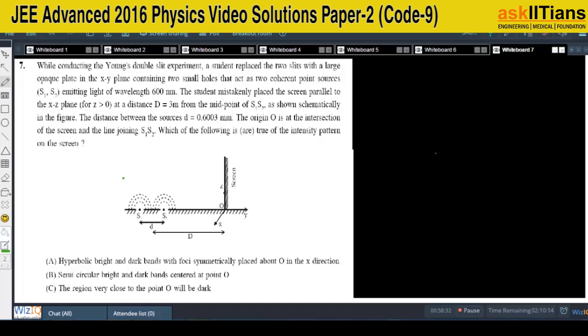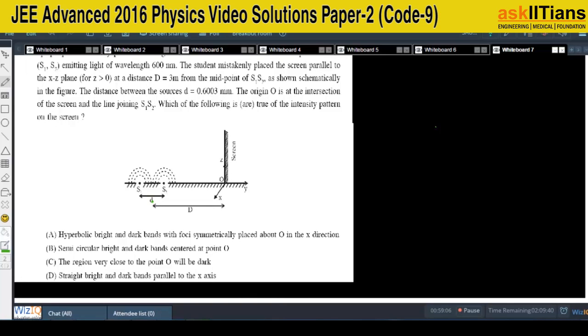The student mistakenly placed the screen parallel to the xy plane for which z is greater than 0 at a distance D equal to 3 meter from the midpoint of S1 and S2 as shown symmetrically in the figure. The distance between the sources d is equal to 0.603 millimeter and the origin O is at the intersection of the screen and the line joining S1 and S2. So we have to choose the correct option in which the intensity pattern can be seen.